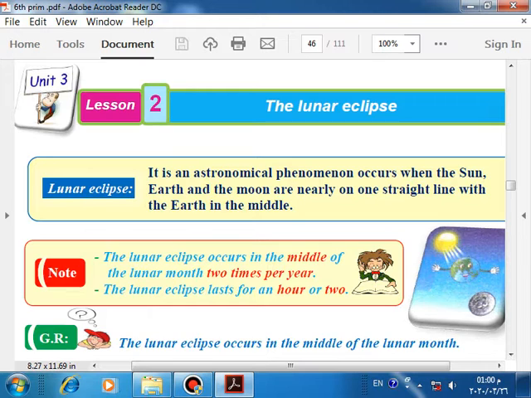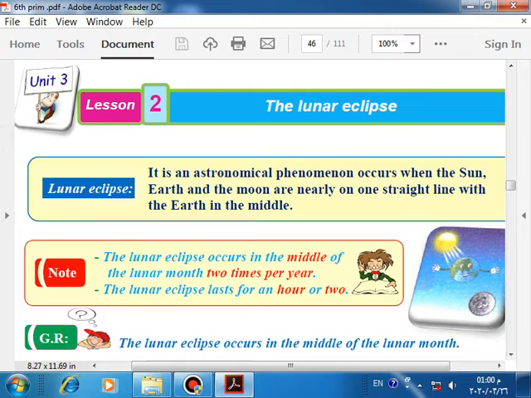What about the lunar eclipse? The lunar eclipse is an astronomical phenomenon that occurs when the Sun, Earth and Moon are nearly on one straight line with the Earth in the middle. With who in the middle? The Earth.